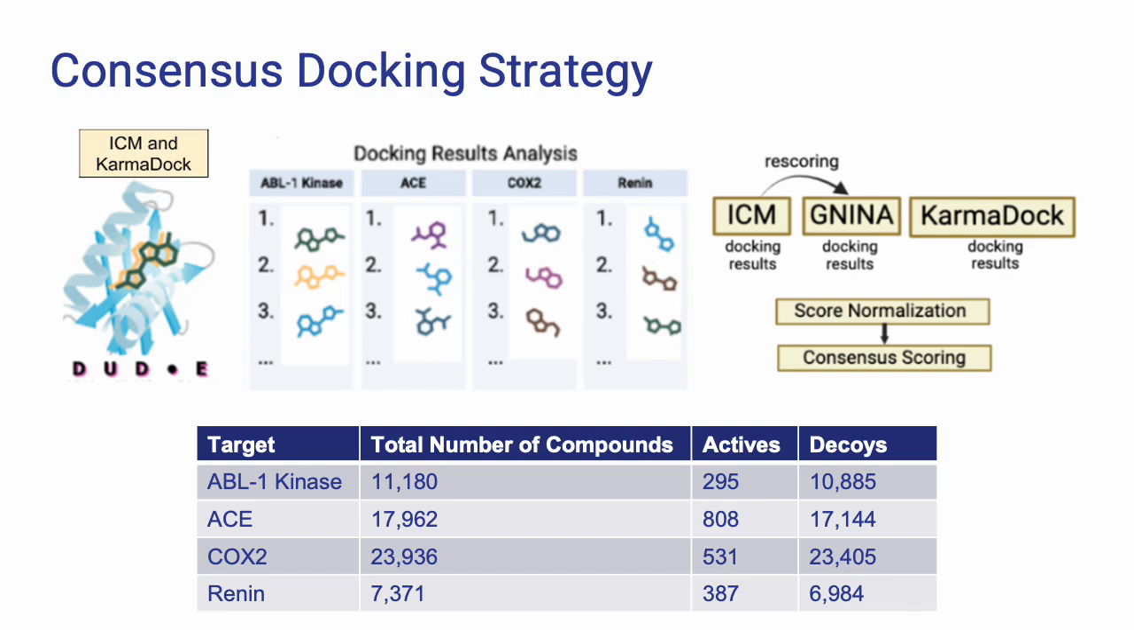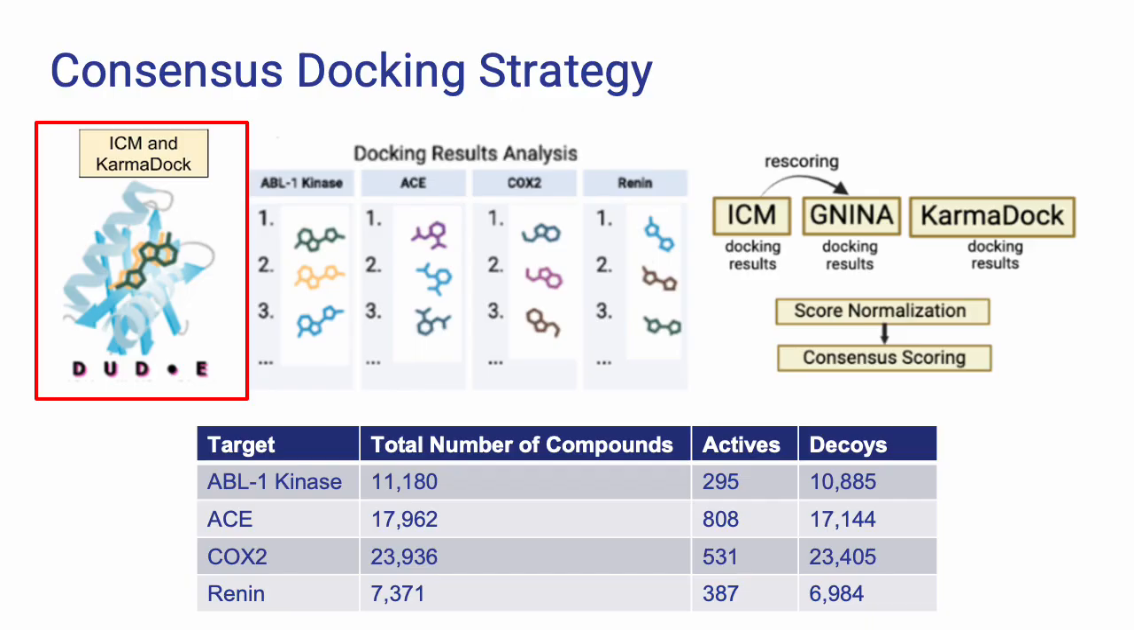The table shows the total number of compounds along with the number of actives and decoys for each target. We then normalize the scores using min-max normalization to generate consensus scores. Finally, we analyze the data using ROC curves and EF values for the top 1,000 and top 5,000 unique ligands. These metrics allow us to evaluate and compare the performance of each docking program and the consensus approach.